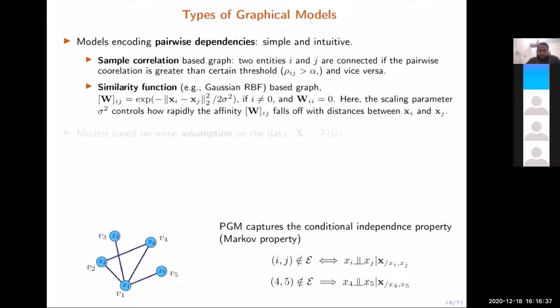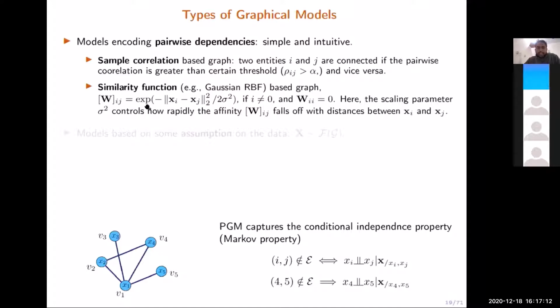So there are many models to build graphs from the data. Some are simple, like models which directly encode the pairwise dependencies. These are simple and intuitive. Suppose we have given data sets corresponding to p variables. So i is one variable and j is one variable. People build the graph directly by finding the sample correlation between two variables. This is very simple and also widely used, but it is not able to capture the global dynamics. It just captures the pairwise dependencies and may capture noise as well.